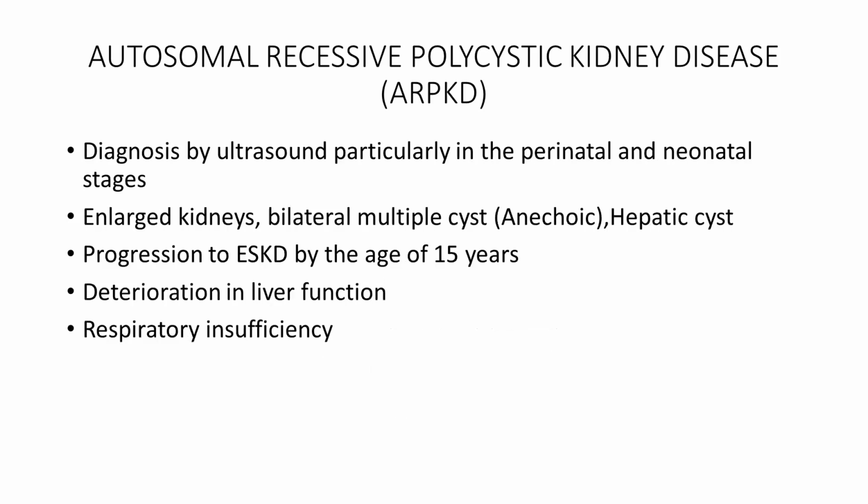Diagnosis of autosomal recessive polycystic kidney disease is usually by ultrasound and should be performed in the perinatal and neonatal stages. It shows enlarged kidneys, bilateral multiple cysts with clear fluid in them, and hepatic cysts are also identified. They usually die early in childhood. If they progress, the usual lifespan is 15 years after developing end-stage kidney disease. Deterioration in liver function and respiratory insufficiency are important complications.